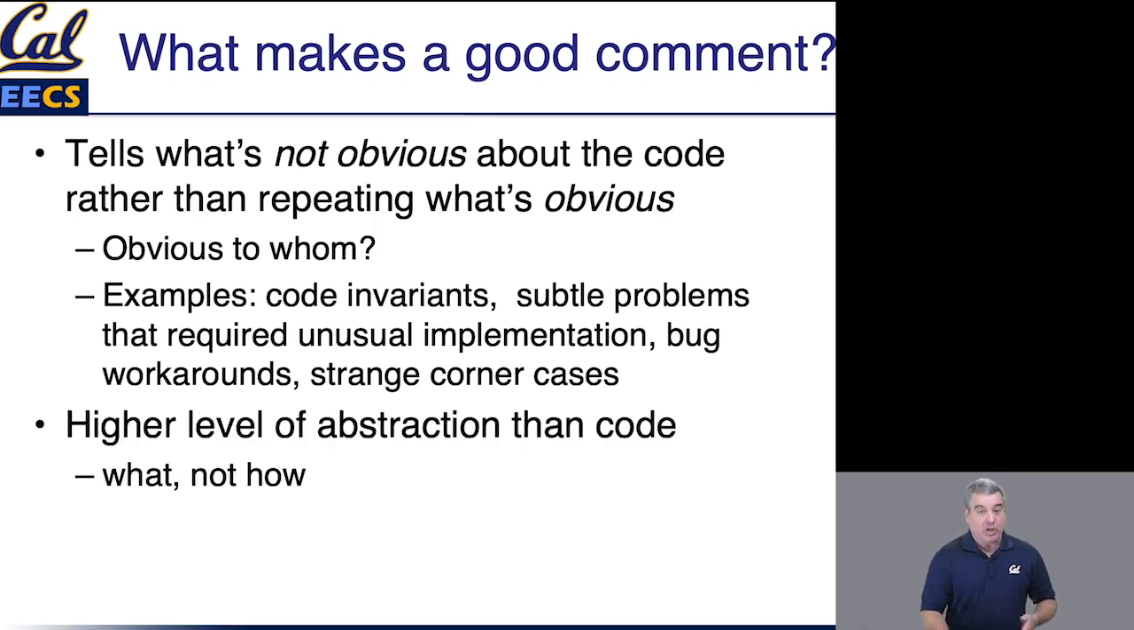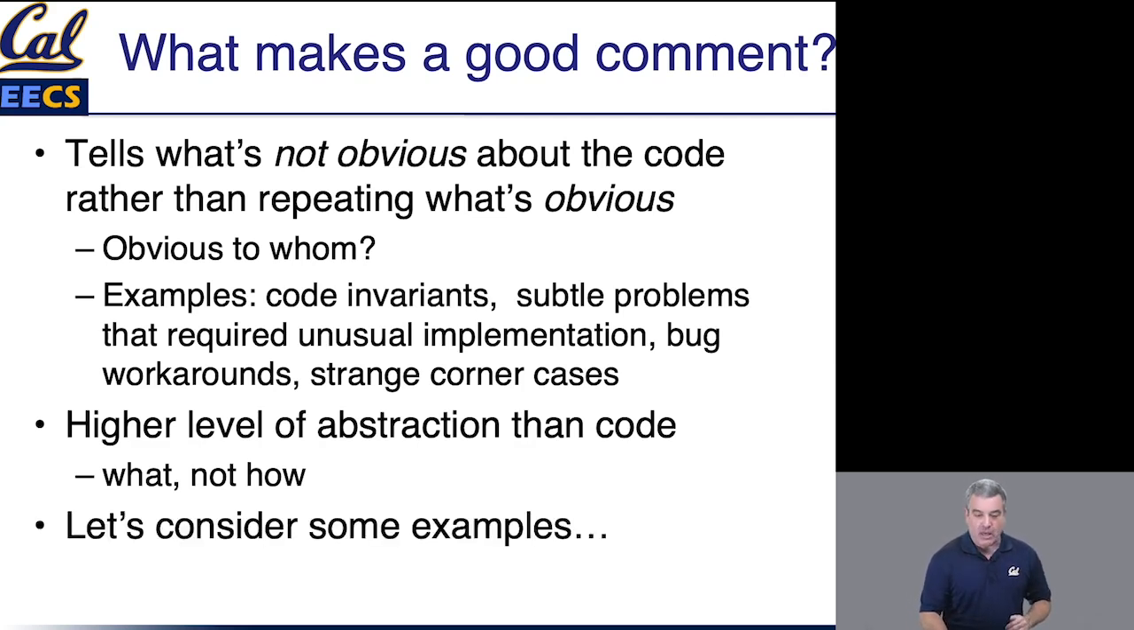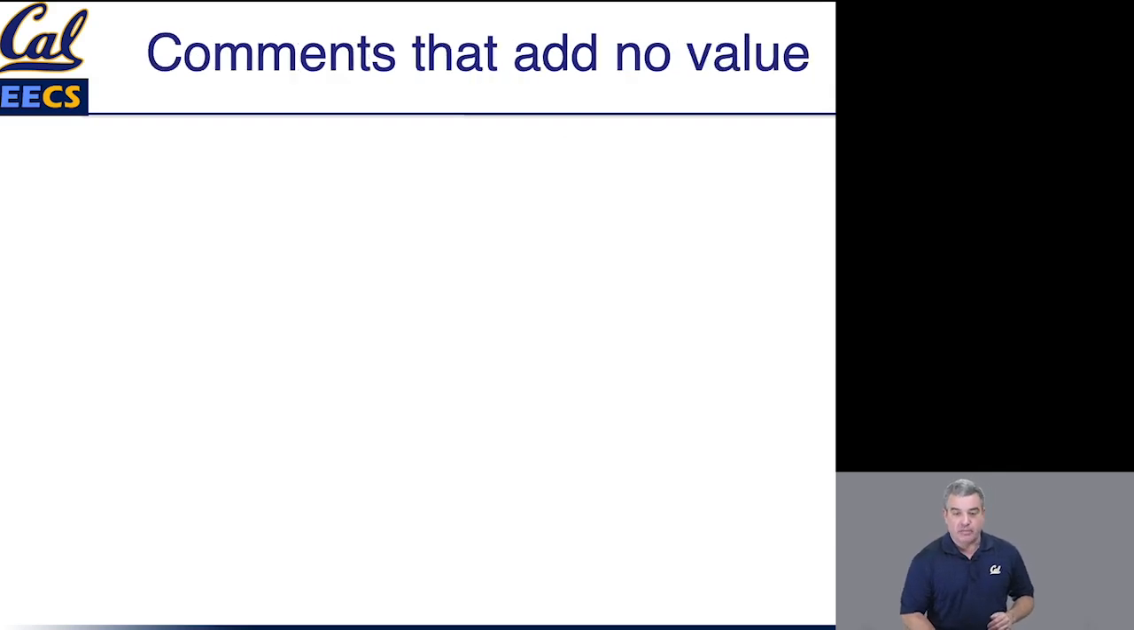The easiest way to look at some of this, though, is to actually see some examples of those. So we're going to look at some examples in a moment, and what you want to pay attention to is that in the examples we're going to see, the comments are at a higher level of abstraction than the code. They tell you a story about what the code does, not about how the code is going to do it. So let's take a look at some examples.